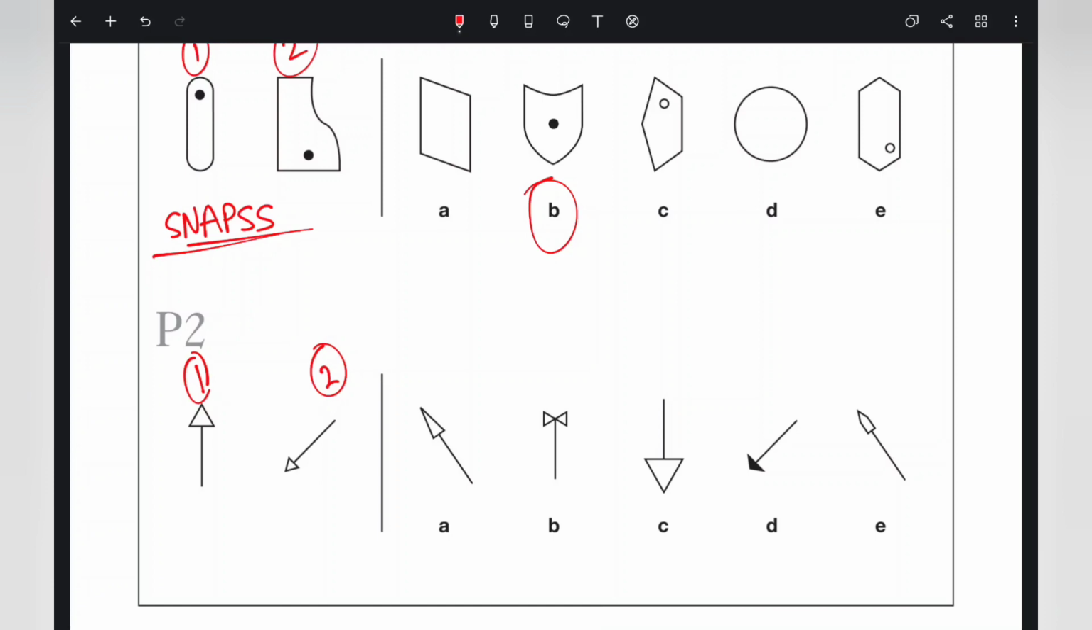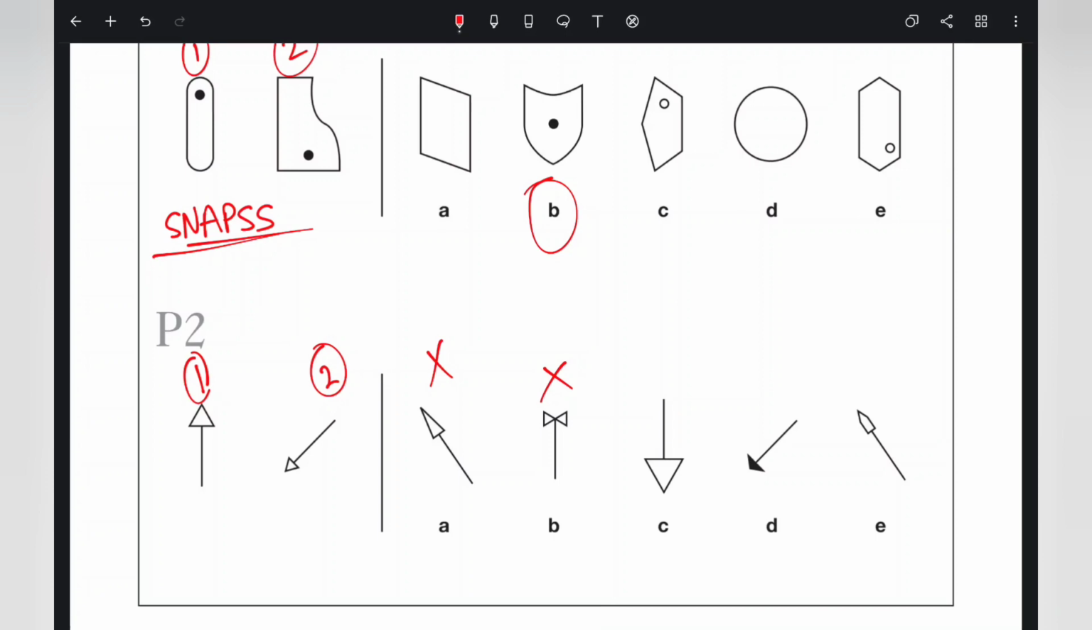Pause the video and have a go. Which shape will come next? Now, if we look at images 1 and 2, the triangle that they provided us with is in fact an equilateral triangle. So if we look at A, it is in fact an isosceles triangle, so therefore A would be wrong. B does not include a triangle and a line, so B can be cancelled out.